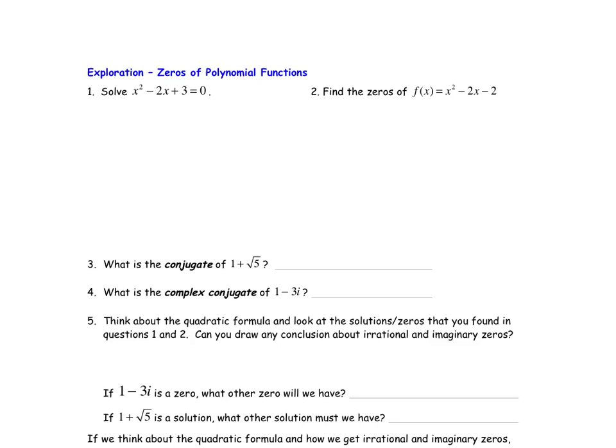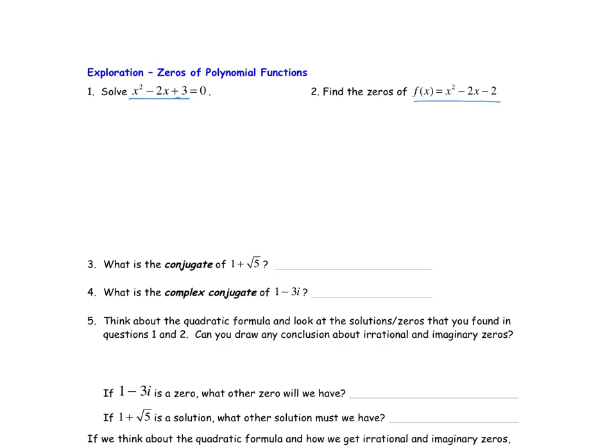This is a video for the third page of Notes 3.4, and we are going to try to make a discovery about irrational and imaginary zeros of polynomial functions. So to begin, we're going to solve a quadratic equation, and then we are going to find the zeros of a quadratic function. And then we're going to look at those solutions that we get and draw some conjectures about it.